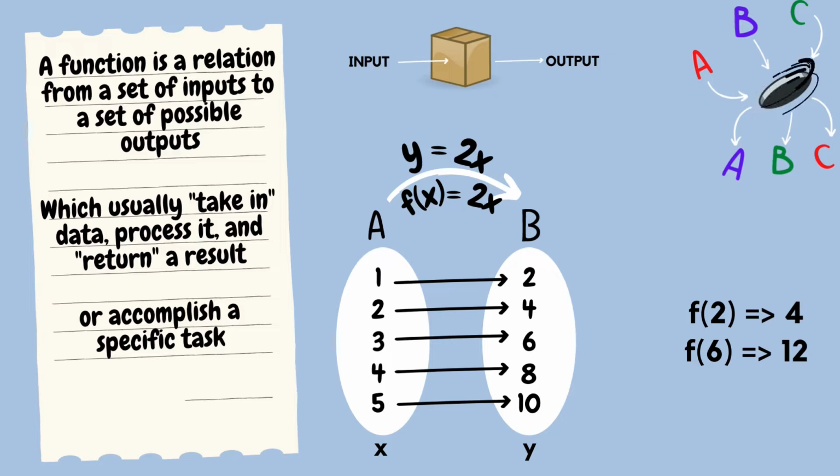For example, here y equals 2x, or f(x) equals 2x, is a mathematical relation between two variables x and y, where y is a function of x. When x is taken as input, y comes out twice as output. Here the function is clearly defined through a relation and can be called like this to give us a required output. So basically anything that takes input and gives us an output can be considered a function.